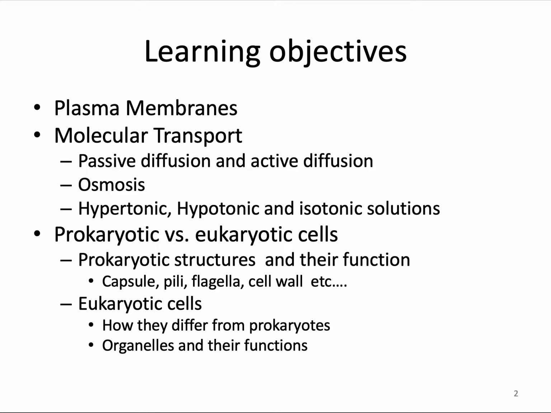In totality, at the end of this two-part lecture, we would appreciate plasma membranes better and understand the complexities of it, how transportation generally happens between cells and their environment, and look at prokaryotic and eukaryotic cells in terms of the common structures that they do have and the differences that exist between these groups of cells.